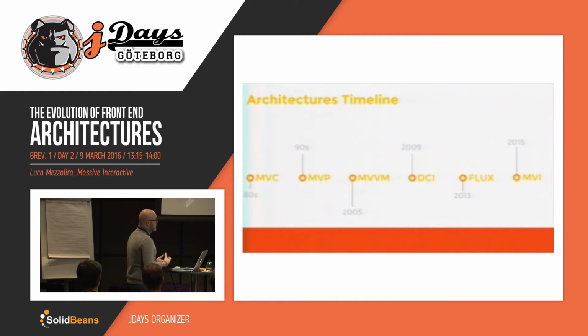And then in 2015, and this is exactly what we are talking about today, a couple of people tried to explore how to map and use all this experience that we have from the past 30 years in a new architecture called MVI, which stands for Model View Intent. As we will see later on, it's interesting because MVI is an architecture that is trying to solve the problem of working with reactive programming inside a front-end application.